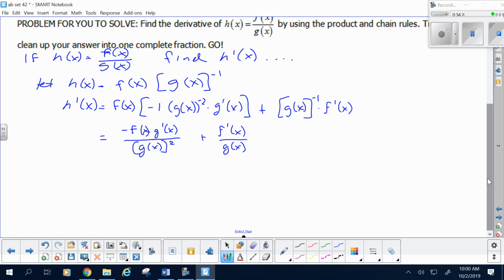All right, a little more cleanup. Common denominator would be g squared. The first then would have no changes because it already had a denominator of g squared. So it stays negative f g prime. But the second one, you only had a single g, you need g squared, so you had to multiply it by g, right?